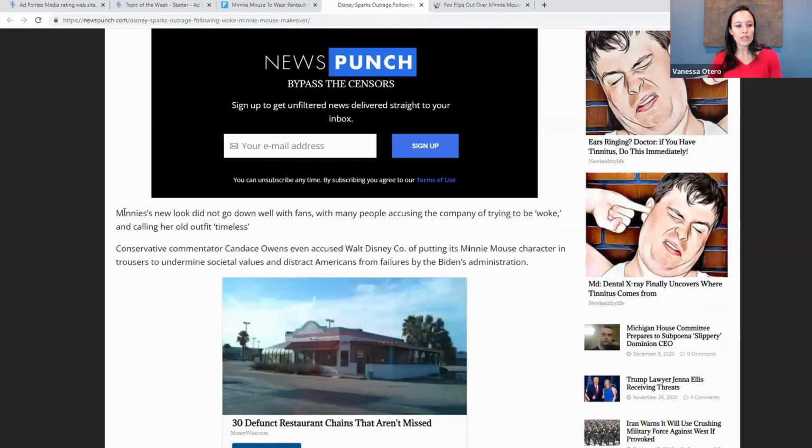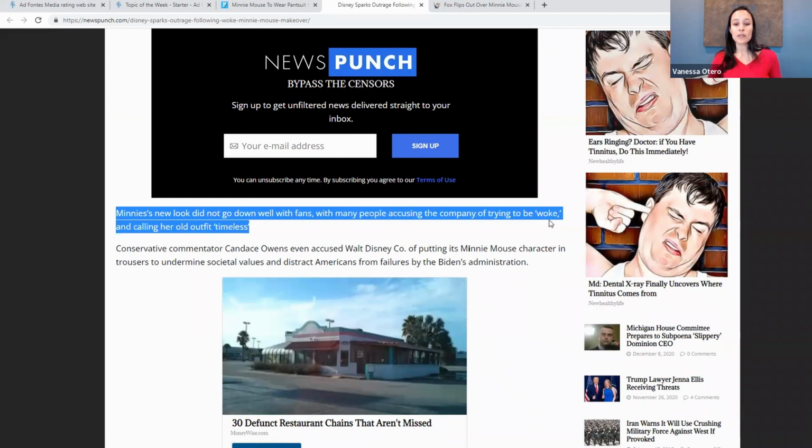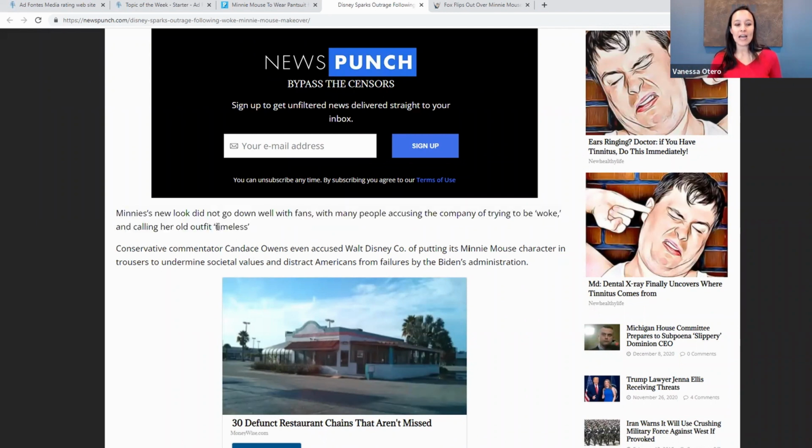Okay. So Minnie's look did not go down well with fans, with many people accusing the company of trying to be woke and calling her old outfit timeless. All right. So again, a third time we've mentioned woke, not positive in this context, and calling her old outfit timeless. So here you get some mild allusions to conservative values and principles, like the old way was just fine. Why would we want to change the thing?